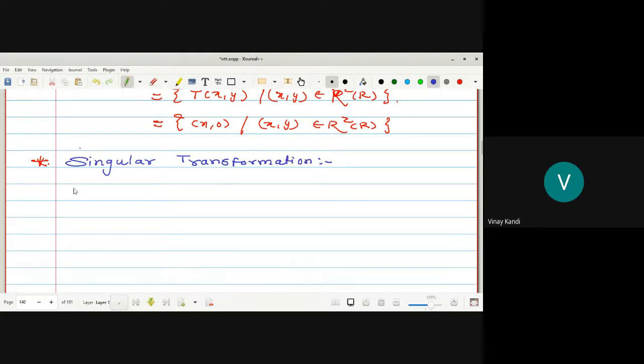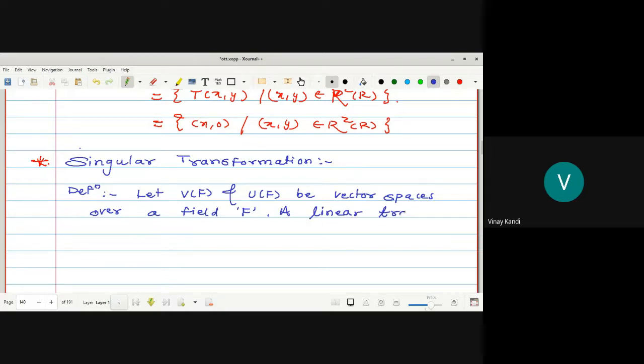Okay, now look at the definition. Let V over F and U over F be vector spaces over a field F. A linear transformation T from V to U is said to be singular.